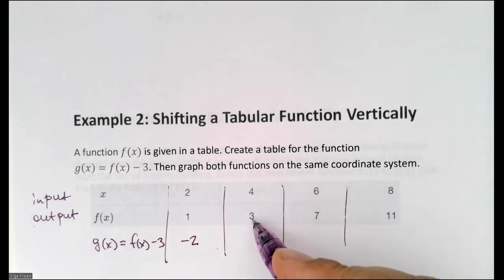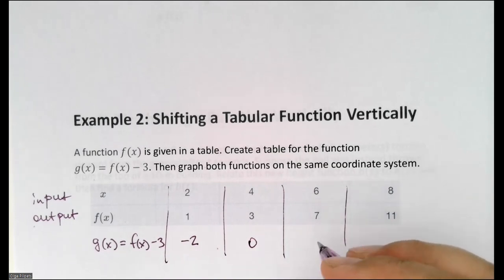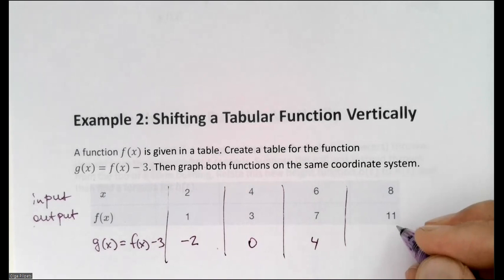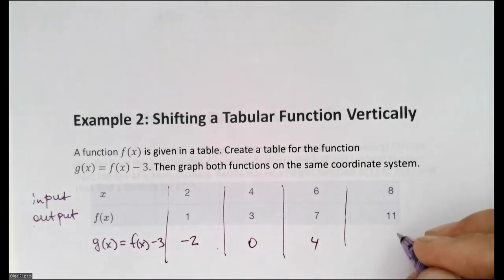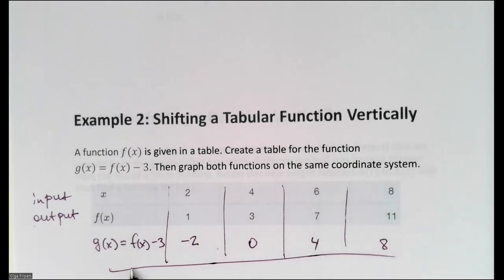And then I have 3 minus 3, which is going to give me an output of 0. 7 minus 3 will give me an output of 4. And 11 minus 3 will give me an output of 8. Okay, so these are the outputs of my new function. The inputs are going to be the same. If the input is 2, the output for g of x is negative 2. If the input, or x value, is 4, the output for g of x is 0, and so forth.